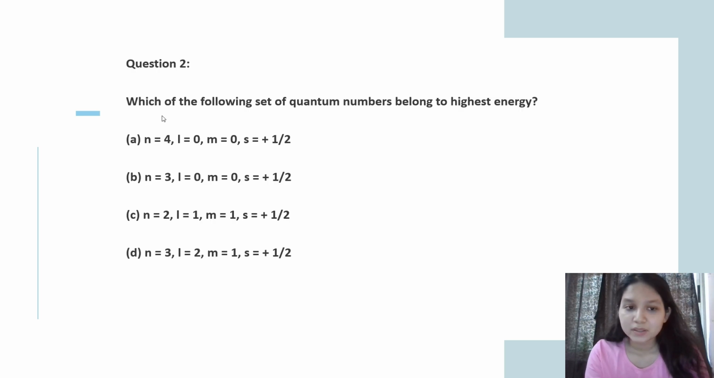The next question we have is: which of the following sets of quantum numbers belongs to the highest energy? We know there are four kinds of quantum numbers for one electron. You have to find out which set of these four quantum numbers belongs to the highest energy. So does anybody know, to calculate the highest energy, what do we see in terms of quantum numbers? Does anybody have any idea?